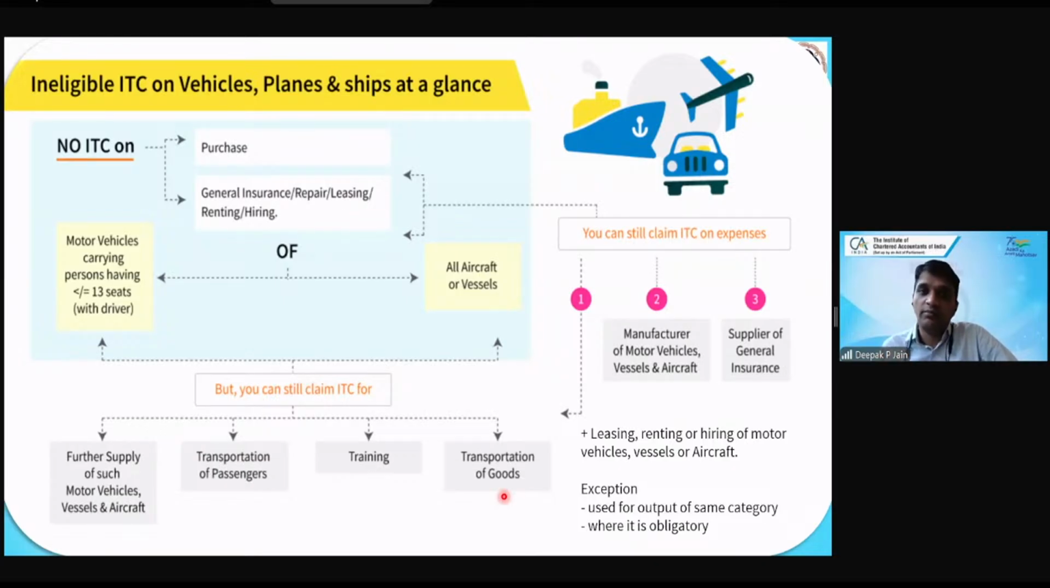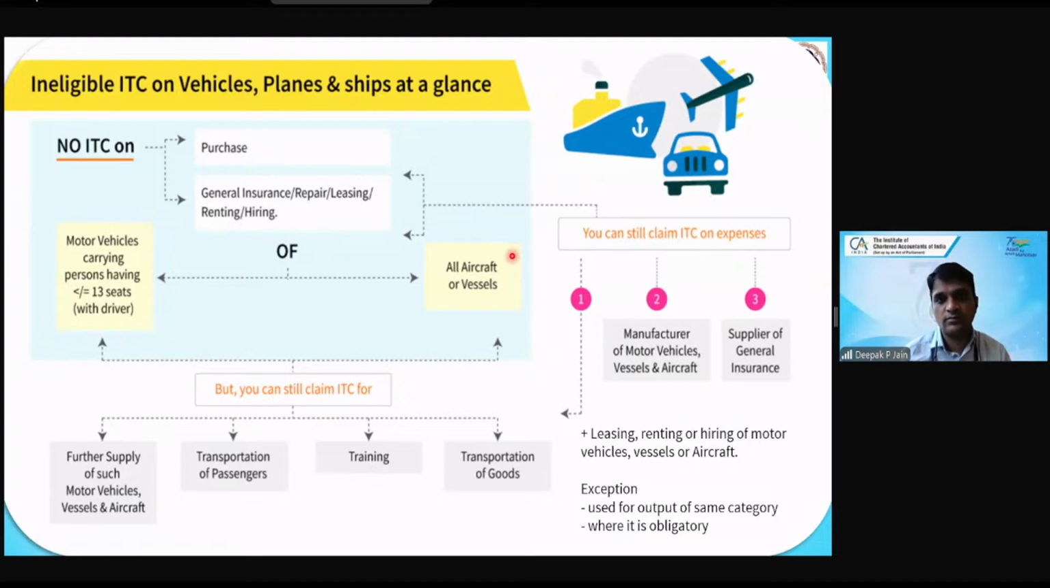Gatti Airways, Gatti Motors, who will buy motor vehicles and use them for movement of goods. A goods transport agency will get the credit. Others will not get credit. Or if you're a driving license school, where they put the L board and teach ladies driving, they will get credit because they are using that vehicle for training purposes. So only in these four exceptions you get credit, not in other cases.